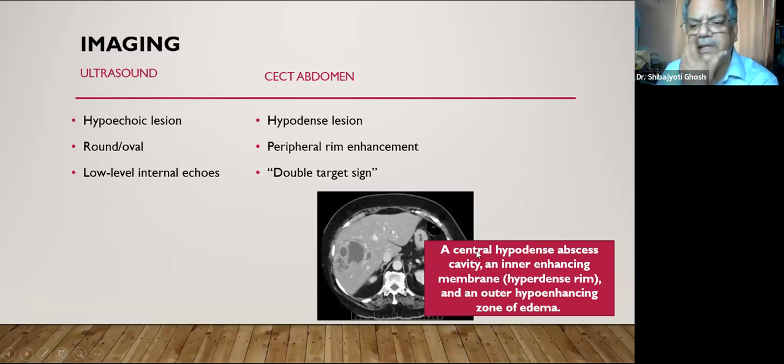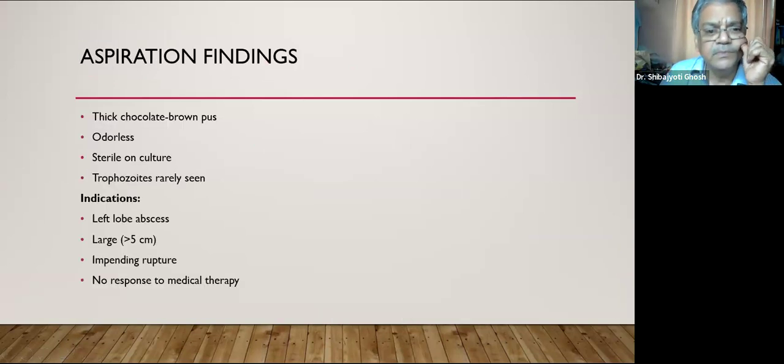So what does it mean? The central hypodense area is the abscess cavity, and the inner enhancing membrane is a hyperdense ring. Then there is an outer hypoenhancing zone, which signifies edema around the abscess cavity. So there will be a hypoenhancing zone of edema. All these are very typical features of amoebic liver abscess.